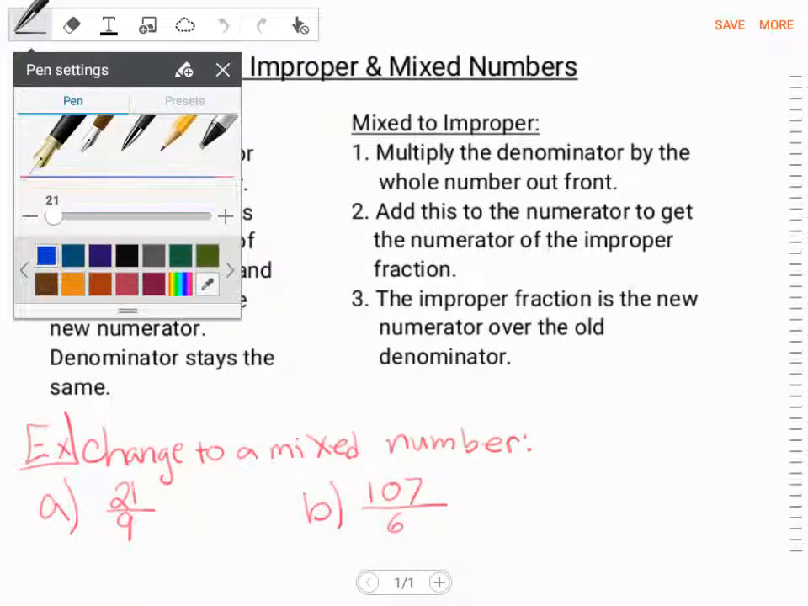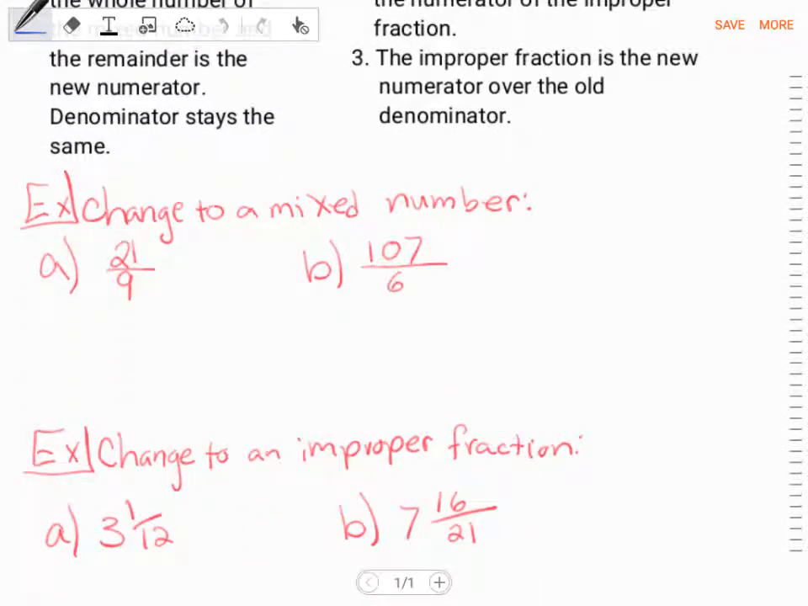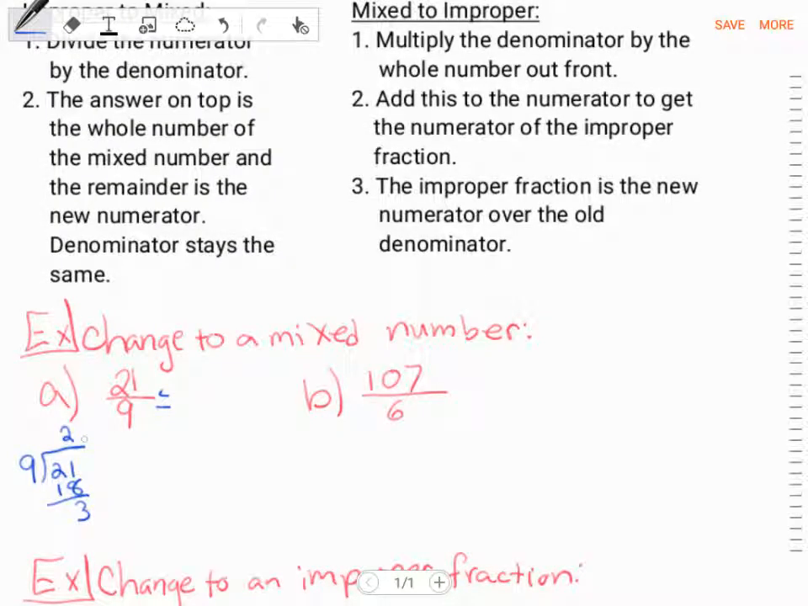What I'm going to do is say 9 goes into 21. 9 goes into 21 two times. 2 times 9 gives you 18, and what we have left over, which is 3, is going to translate into my new fraction. So this is the same thing as 2 wholes. Remember, my answer on top, which is 2, is the big whole number out in front. And my remainder, which is this 3 down here, is going to be my new numerator, and my denominator is going to stay the same.